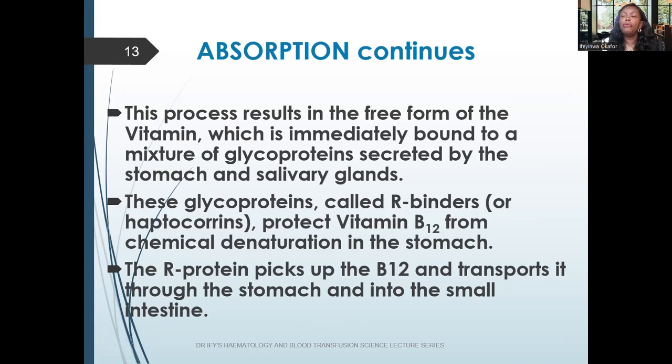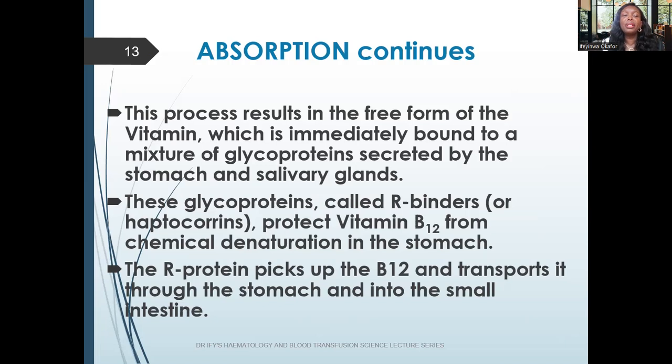When the protein-bound vitamin B12 from our food gets to the stomach, remember the first thing is the high concentration of the hydrochloric acid in the stomach helps to release this vitamin B12 from the complex of the protein. But because the stomach is very acidic, the B12 cannot afford to stay unbound to protein because the high concentration of acid in the stomach can denature it. So it is immediately bound to another protein that actually protects it from being denatured by the high concentration of acid in the stomach. So this protein is what we call R binders or haptocorrins or transcobalamin 1.